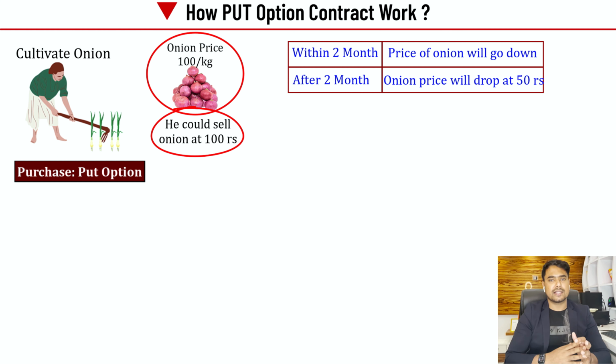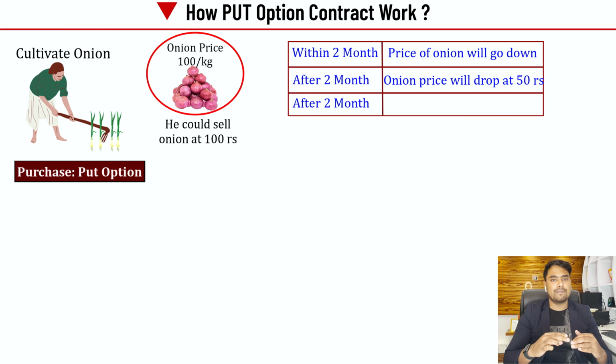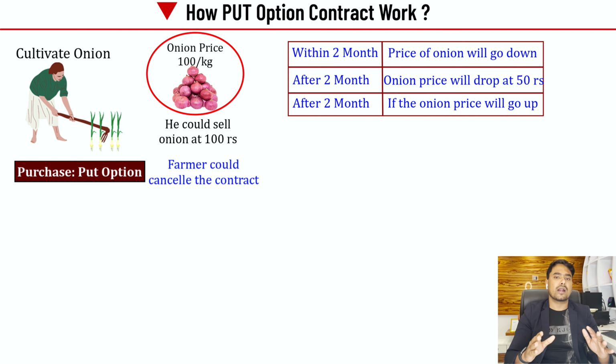We saw in the definition that there is no obligation for the put option buyer. What is meant by that? It means if the onion price goes up, the buyer can cancel the contract. If the price of onion goes up, the farmer will cancel the deal and sell his onion to another person. Because after 2 months the market price is, let's say, around 150. So why would he sell to the seller at 100 rupees? He can sell the onion to another person at the current market price of 150. So he will cancel the deal. That means there is no obligation for the put option buyer.